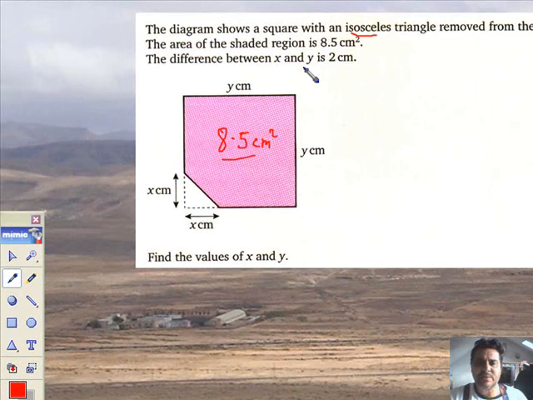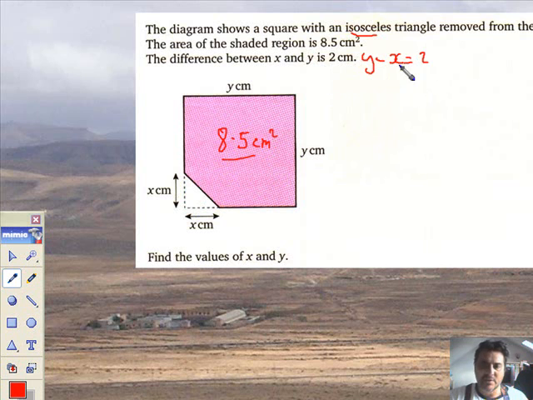So the difference between x and y is 2 centimeters. Now the bigger length is clearly the y, and the shorter length is clearly the x. So I'm going to say y minus x is 2. So the bigger length, take away the smaller length that's been snipped off, is 2. So I've got a bit of an equation there.